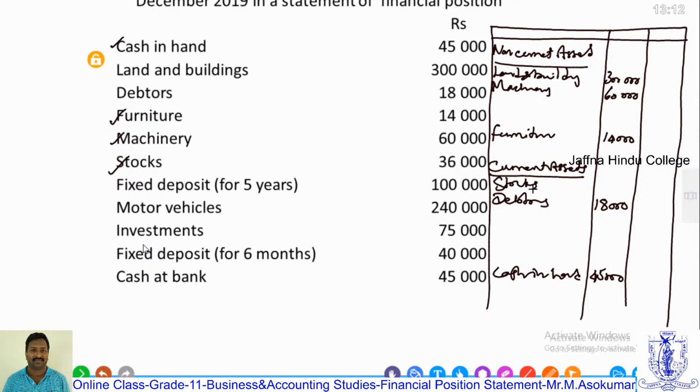Stocks, 36,000. Fixed deposit for 5 years. A fixed deposit for 5 years means the maturity period will be after 5 years. Therefore, it is considered a non-current asset. It can be used as an asset for more than 1 year, so it is categorized under the non-current assets.